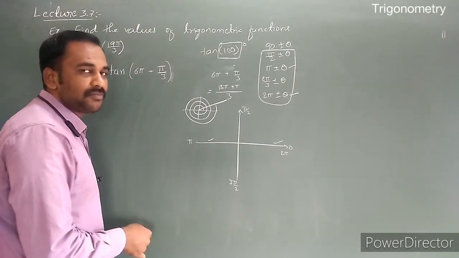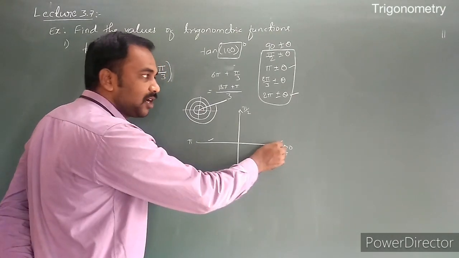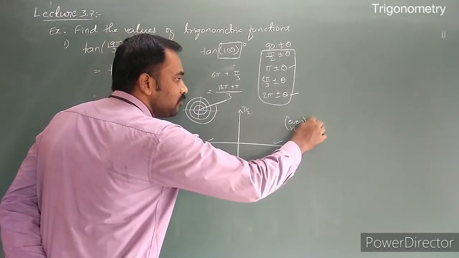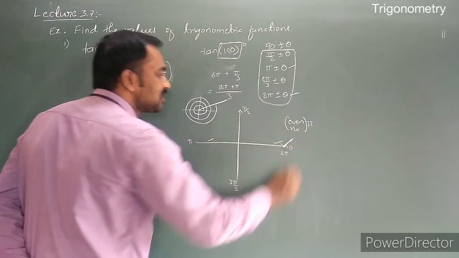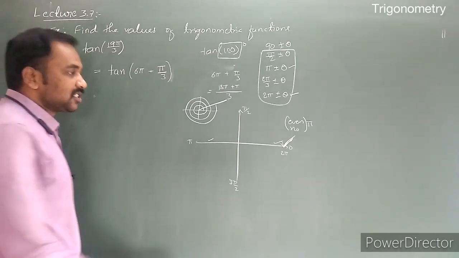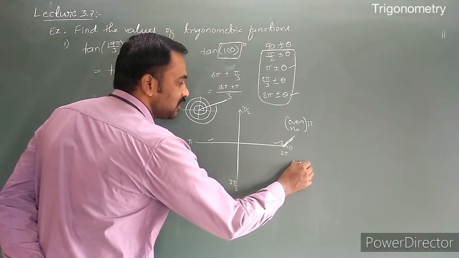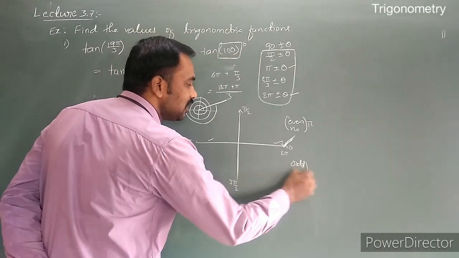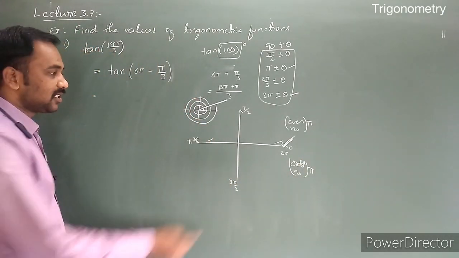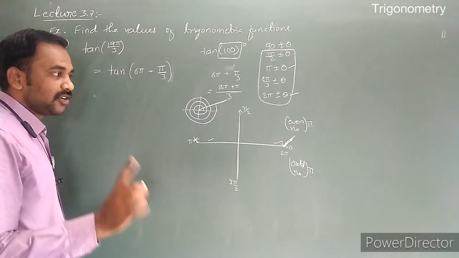If it is an even multiple of pi, that is an even number into pi, then it always lies at the 360 degree or the 0 degree form. Suppose it is an odd number into pi, then it always lies at the pi place, that means the 180 place. I got my point.